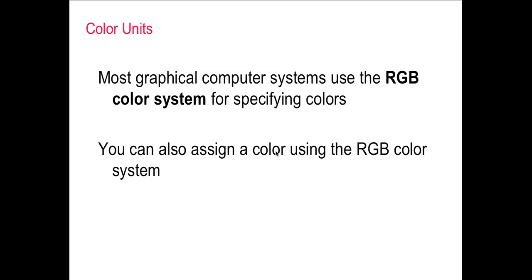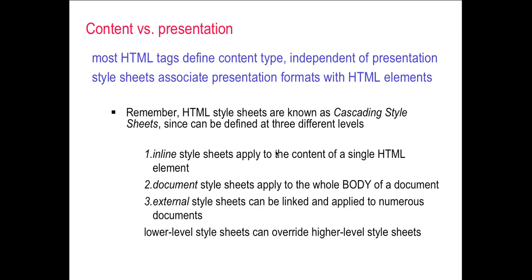Most graphical computer systems use what's called an RGB color system, red, green, blue. So it specifies the colors. So you can also assign colors using the RGB color system itself.